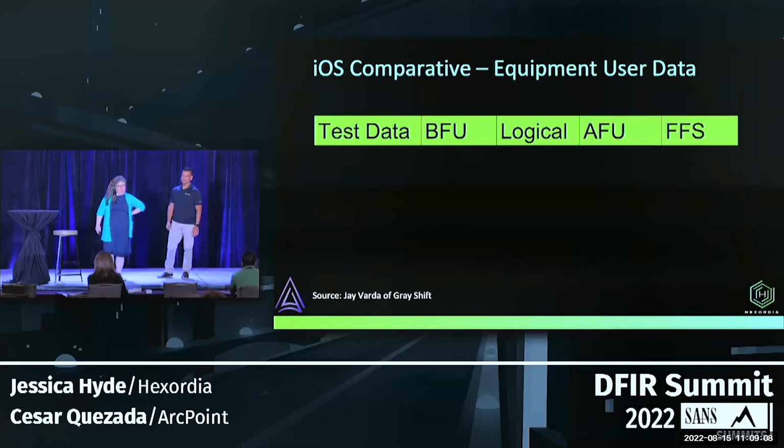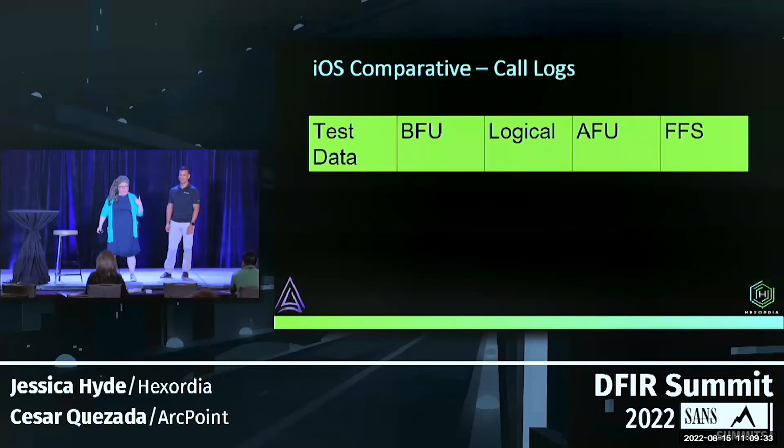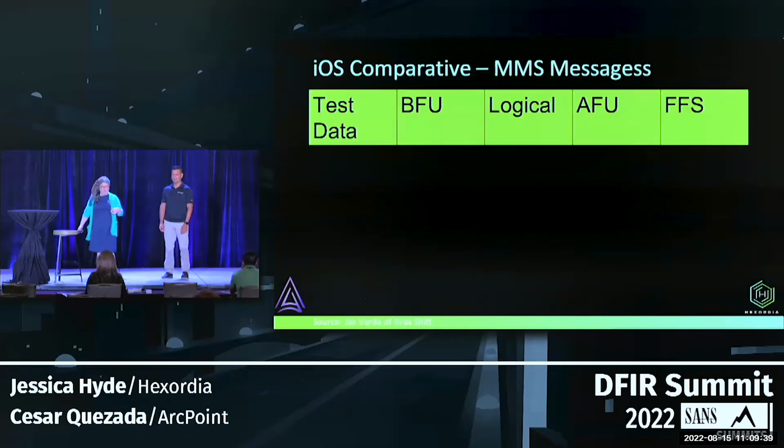Now, this I'm going to admit, my memory is not going to be as clear as what's between BFU, logical, AFU, and FFS without it on my slides. So this will be fun. Equipment user data, you do get them all. PIM data, I know you get both in AFU and full file system. So I believe that you get some of your notifications in BFU, but you don't get full, it's a partial. Call logs, you're good off, you're partial in BFU. SMS, your logical, AFU, and your full file system will be complete.